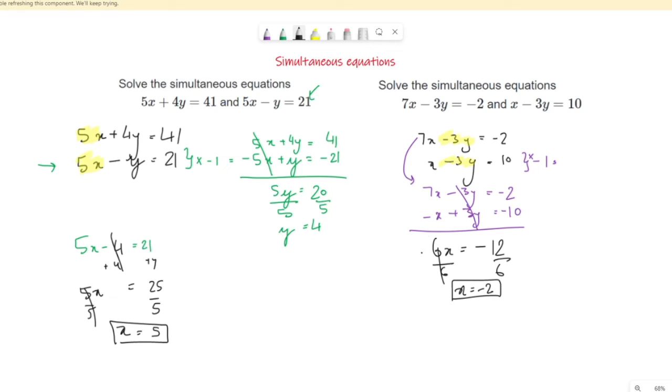Now substitute the value of x in any of the equations above. Let's bring the second one. So x minus 3y equals 10. X is negative 2, minus 3y equals 10. Opposite to negative 2 is positive 2. Which gives negative 3y equals 12. Divide by negative 3. So y is equal to negative 4.